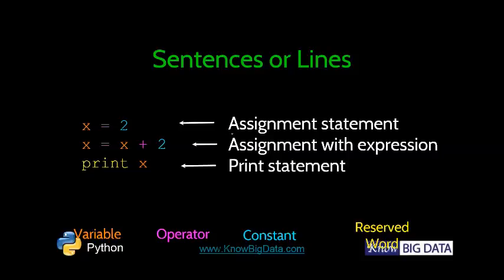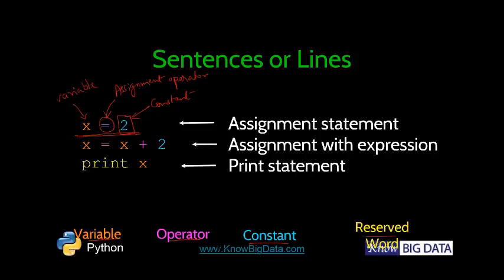All right, so here are a few sentences. This is the first sentence. What is this sentence about? Assignment statement. All right, so what is 2 here? 2 is a constant. This is the assignment operator, and this is the variable. All right, so this is what we are talking about. We have a variable, we have an operator, we have a constant, we have a reserved word. These are the different sorts of sentences which are formed out of words. This particular sentence talks about assigning a value, which is a constant, to the variable x.